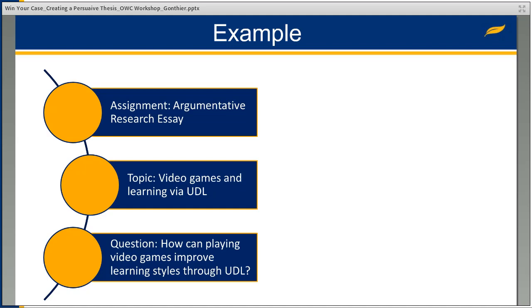So the assignment itself, the very first thing, is an argumentative research essay, persuasive in nature. Okay, again, if you're in the English 123 course, that's what you're specifically doing. But in other cases, you can have other subjects where you're meant to do an argument paper, and an argument is there for you to talk about what your thoughts are, but then also look at the counter arguments. The topic is going to be video games and learning via UDL.